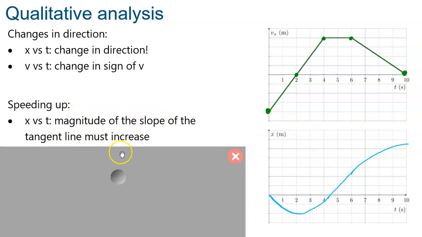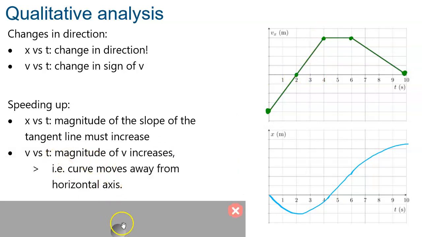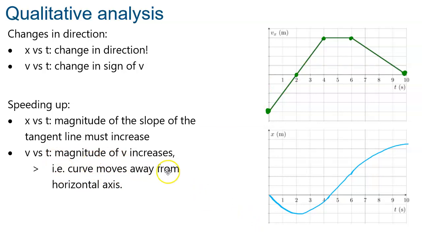line to be increasing. And if you look at the velocity versus time graph, well, the same portion, you see that what happens between 2 and 4 seconds is that the velocity is going away from the 0 line. So on the velocity versus time graph, what we're looking for is just that the curve moves away from the horizontal axis.